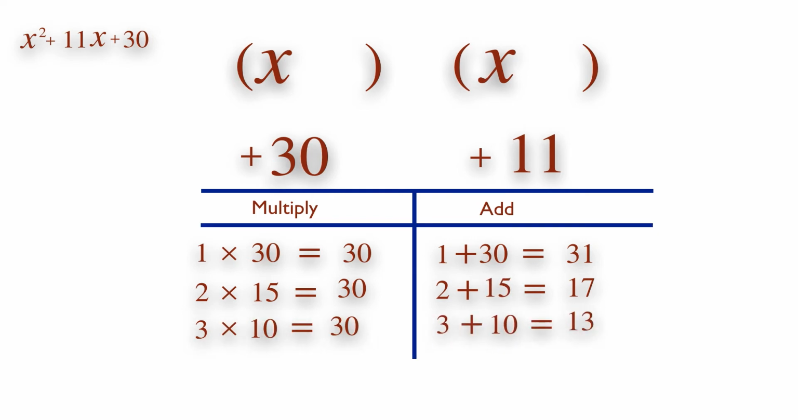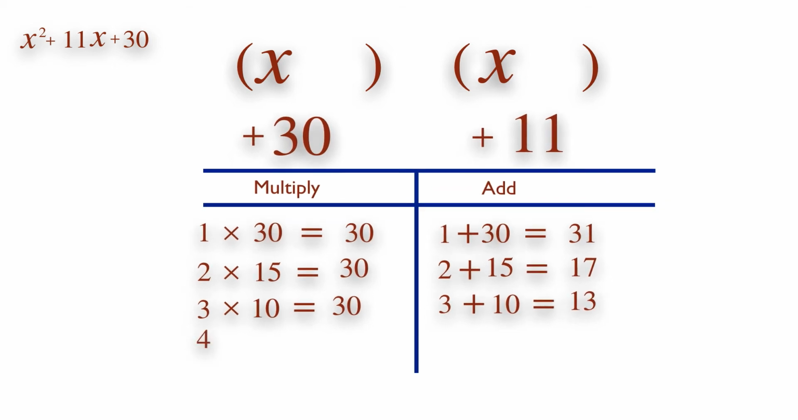But note that the total is heading towards 11. So we are going in the right direction. Now we should try 4, but 30 isn't in the 4 times table. We try 5 next. 5 times 6 gives you 30 and it also adds up to give 11. So we have found the pair that we need.